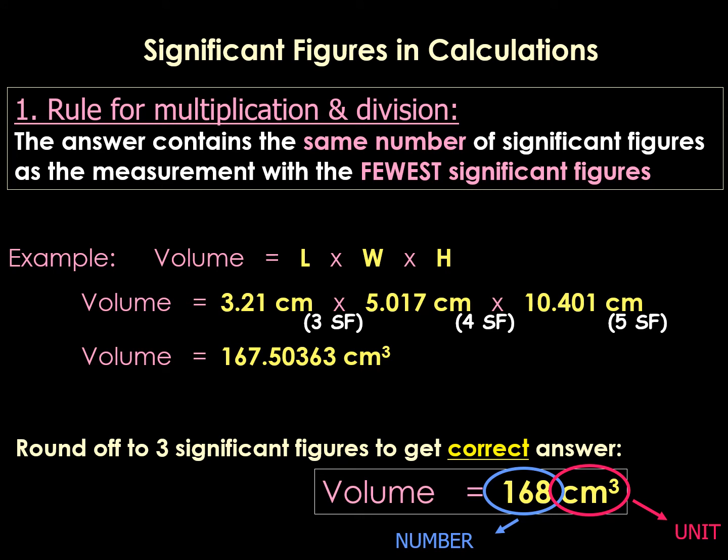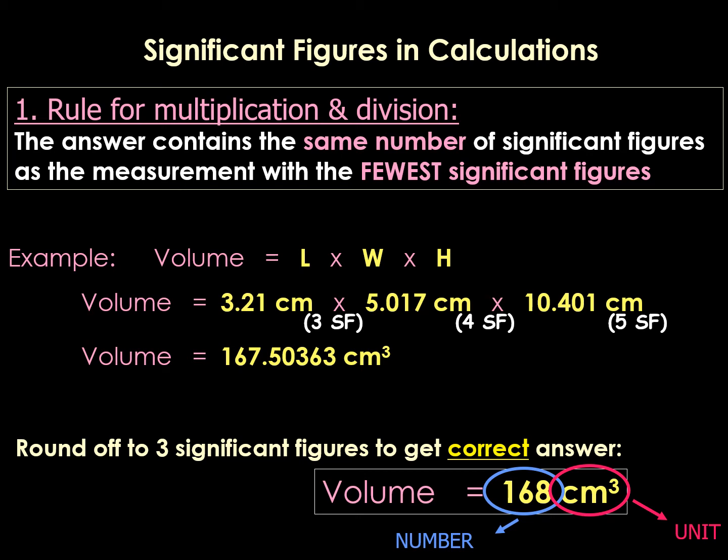There are some rules when you multiply and divide. So we're building on the significant figure rule. If you know those significant figure rules, you can build on that by multiplying and dividing. The rule is when you multiply or divide, you have to take into account the least significant figures.